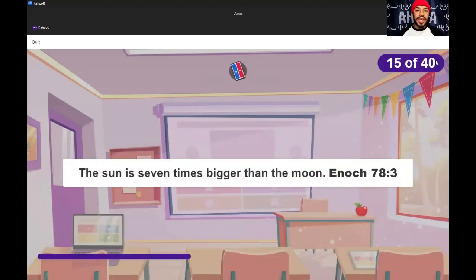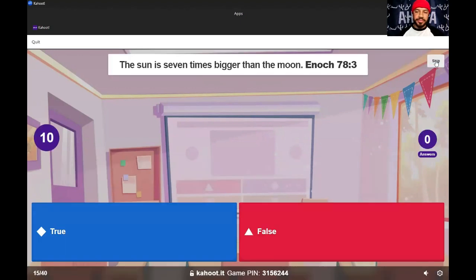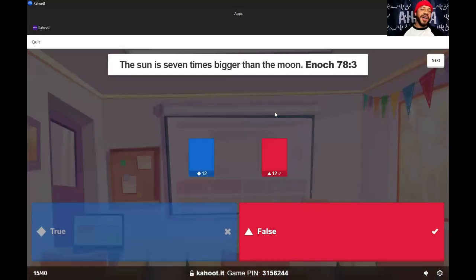True or false? The sun is 7 times bigger than the moon. True or false? Blue, true. Red, false. Oh, y'all fell for it. Did those that said true, did y'all think it was 7 times brighter than the moon? Because I know y'all don't think the sun is 7 times bigger, right? Please tell me y'all don't think that. Did I get y'all? I did, didn't I? Yeah, there was a reason why I said 7 times.